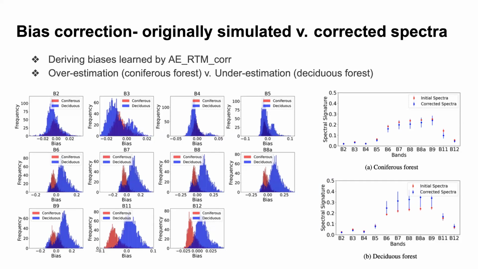This plot on the left shows you the distribution of the biases clustered by forest type. As you can see, the patterns are also distinct between forest types for most of the bands. On the right side are plots of the spectral signature for different forest types. For the coniferous forest, it seems that the RTM tends to overestimate the spectra, because the initial spectra, especially in the near-infrared and some of the shortwave band range, tend to be higher than the corrected spectra. But for the deciduous forest, it tends to underestimate the spectra.